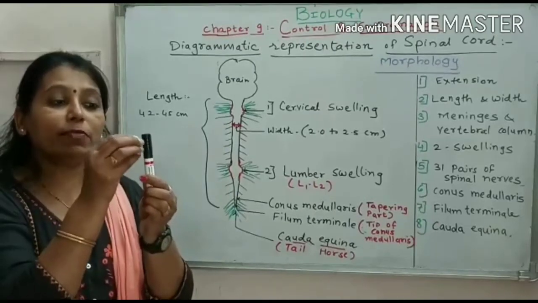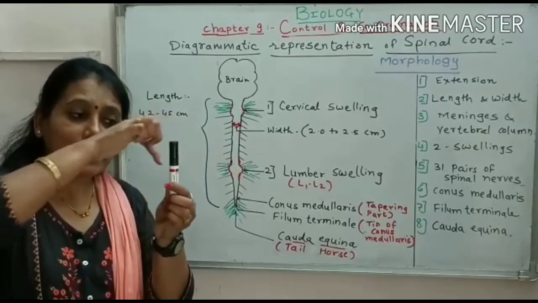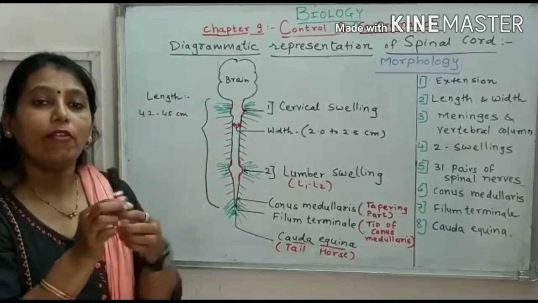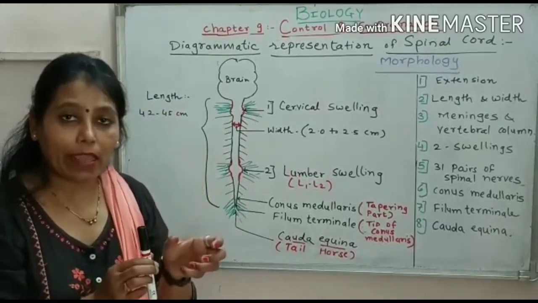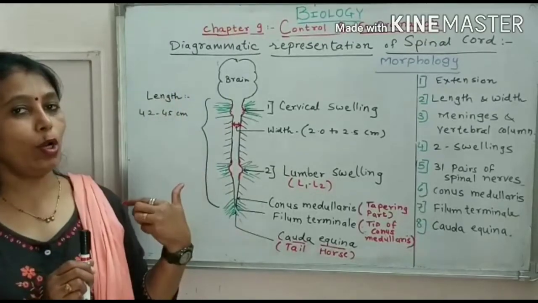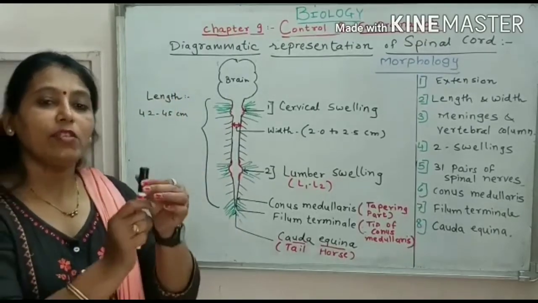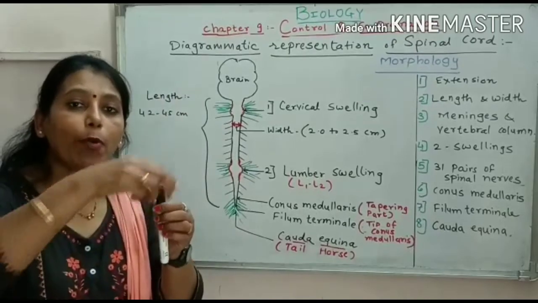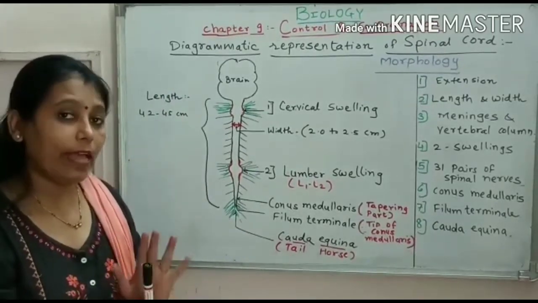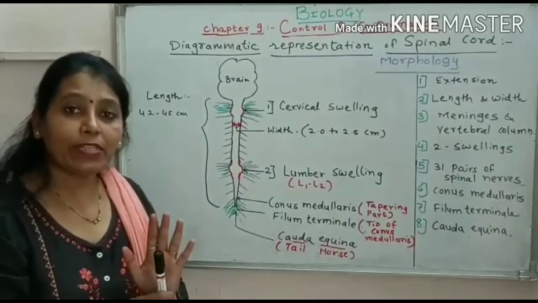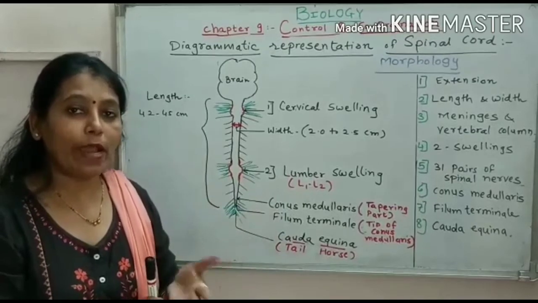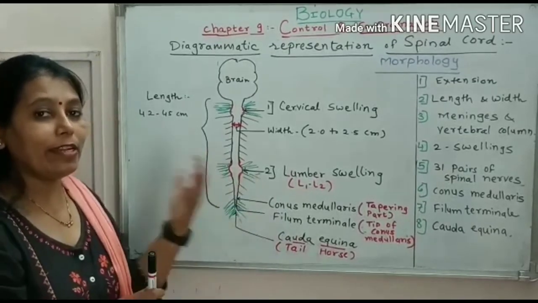Again, the spinal cord along with the meninges is covered by bony ring-like structures which we call vertebrae. And these vertebrae together join to form the vertebral column. It means the spinal cord is well protected inside the vertebral column. The function of the meninges is also to secrete CSF, cerebrospinal fluid, which provides nourishment.